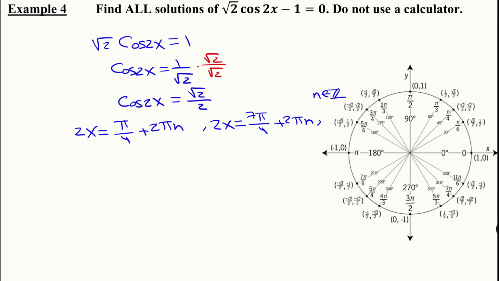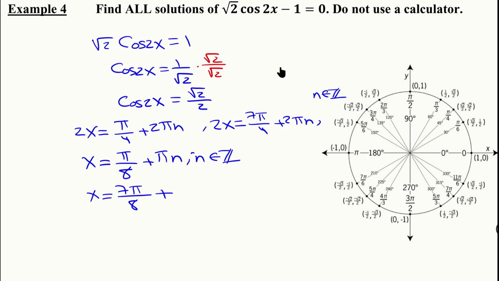Okay, so again, these are solutions for 2x. We want solutions for x. So again, we're going to multiply both sides of both of these sets of equations by 1/2. So we get x equals, when I multiply pi over 4 by 1/2, I get pi over 8. And when I multiply 2 pi n by 1/2, the 2's cancel out, so I just get pi n, for n belonging to z. And the other one, when I multiply this side by 1/2, I just get x. This side gives me 7 pi over 8 plus, 1/2 and 2 cancel out, so we get pi n again. Again, for all n belonging to z.